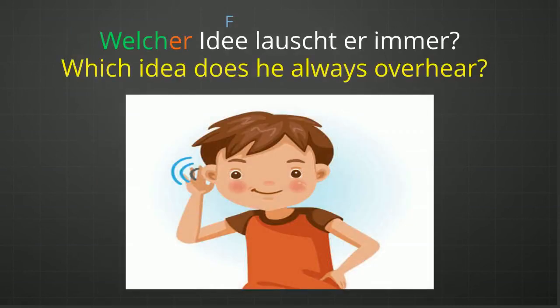Welcher Idee lauscht ihr immer? Ihr is the subject in the sentence. Lauschen is dative verb. Lauschen means to overhear. So what we overhear, that has to be in dative case, and that is why this Idee should be in dative, and that is why er is ending added to welche.